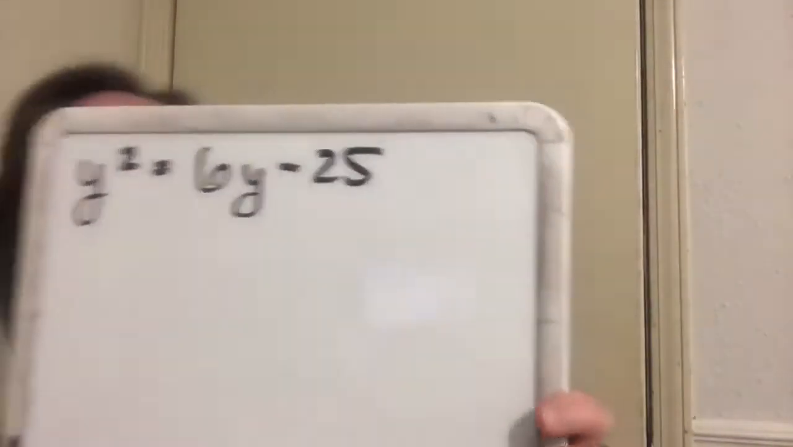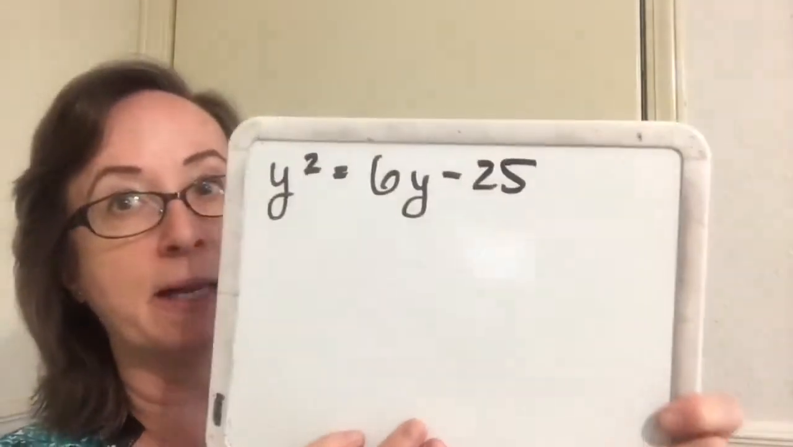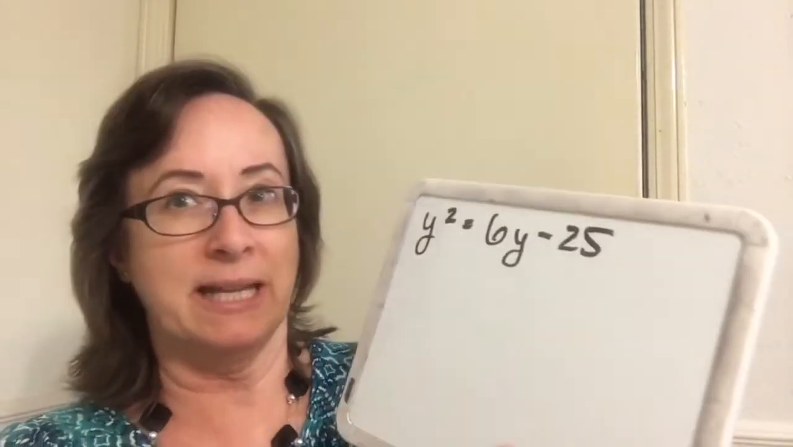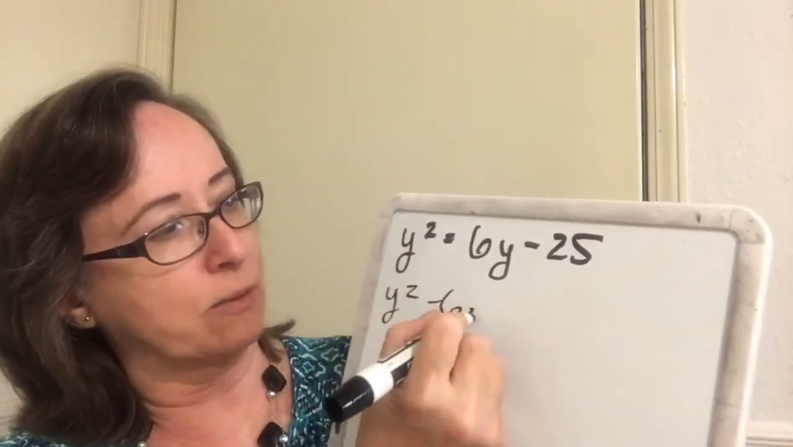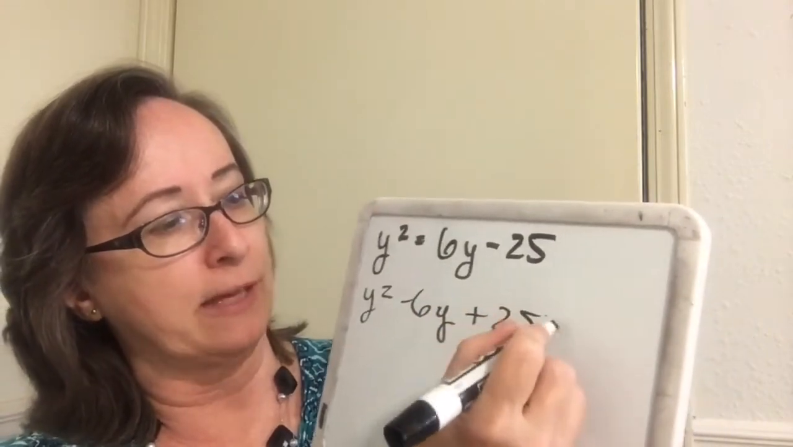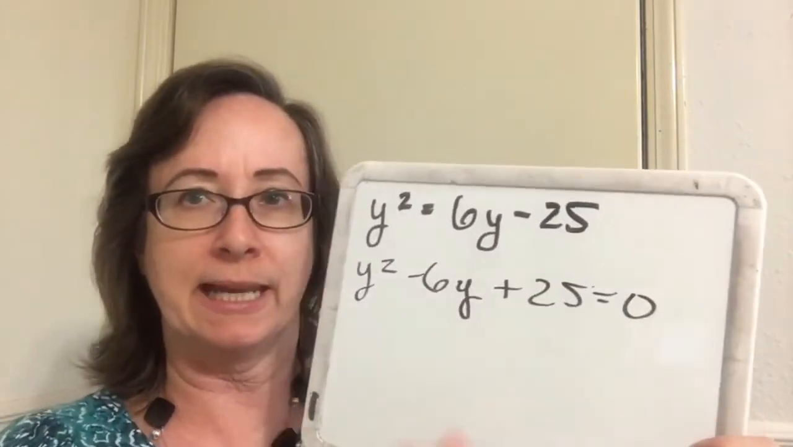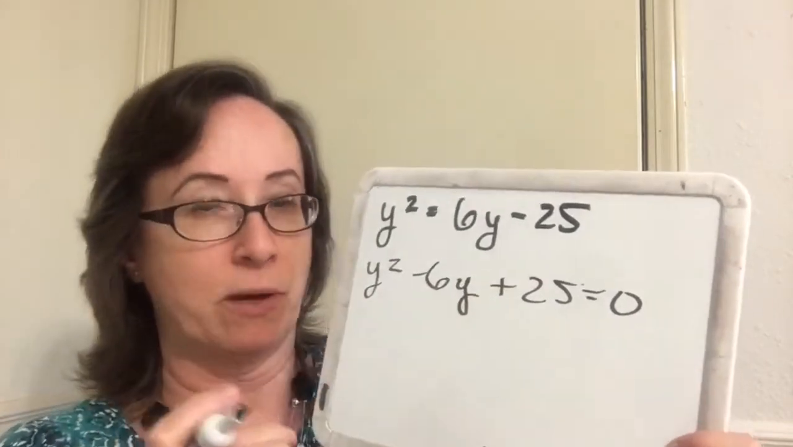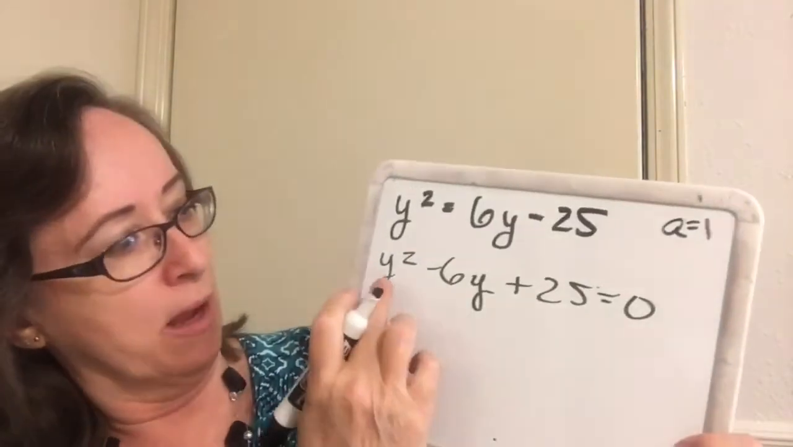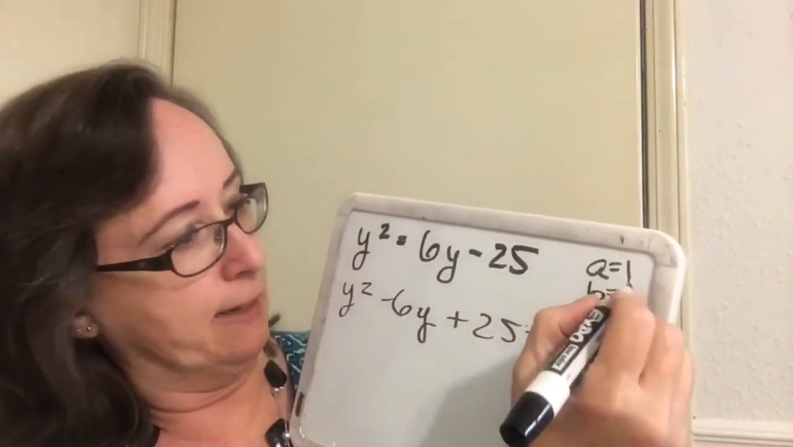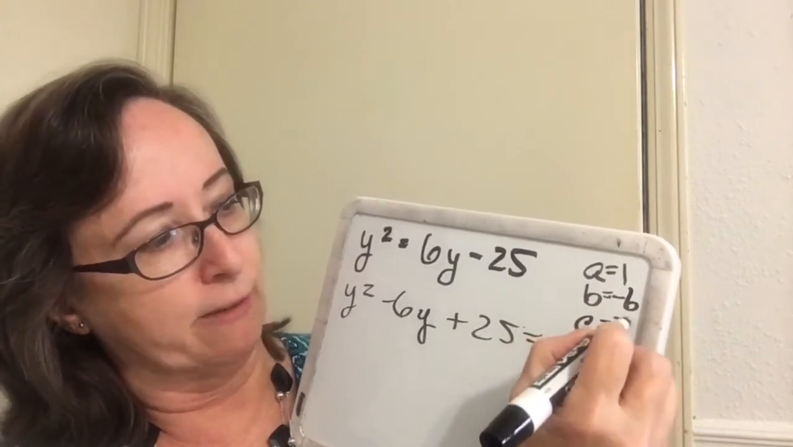Okay, so now we move to the second one, which is y squared is equal to 6y minus 25. And this one is not in ABC form yet. So y squared minus 6y plus 25 equals 0. It's important for us to get it in ax squared plus bx plus c form first. So now you can see that our a is 1, our b is negative 6, and our c is 25.